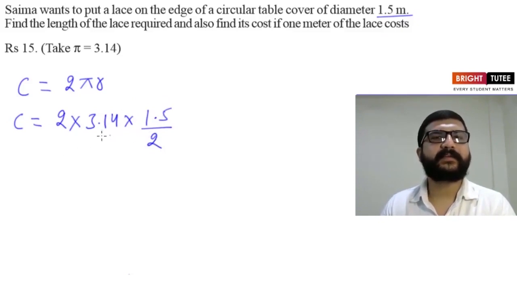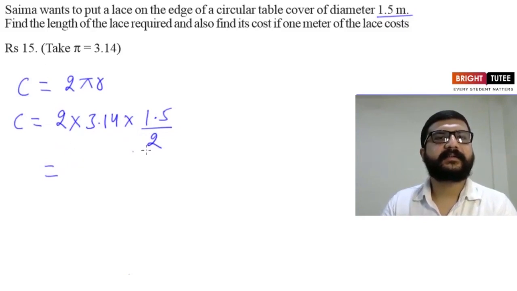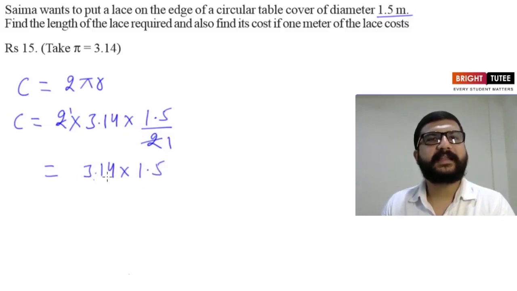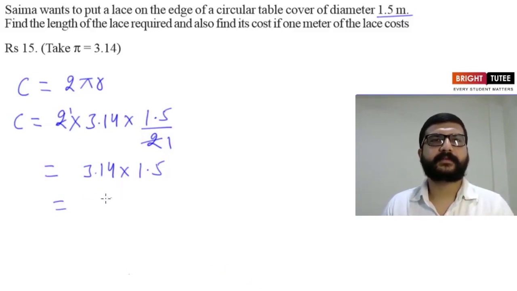Now we have to simplify this. So from here we will get, we can cancel this 2 with this 2. So we will get 3.14 into 1.5. This will give us the length of the lace, or it is the circumference of the circle. Now let's multiply them. So by multiplying we will get 4.71 meters. So this is the length of lace required.